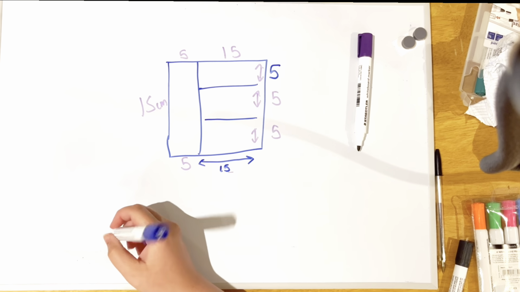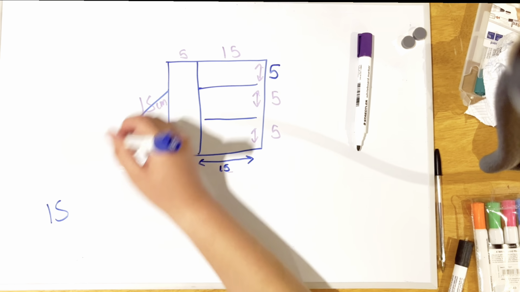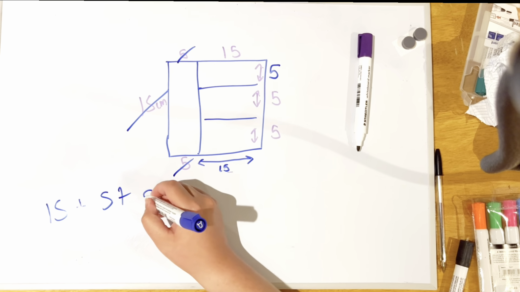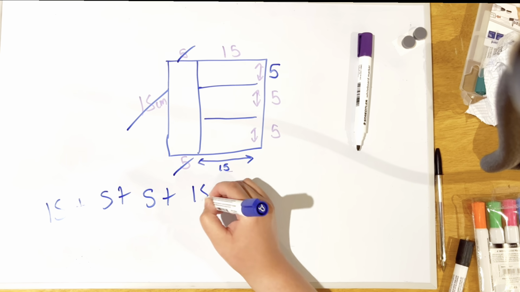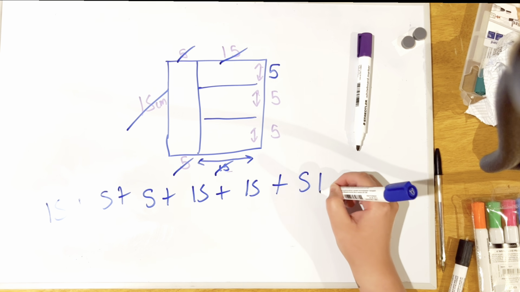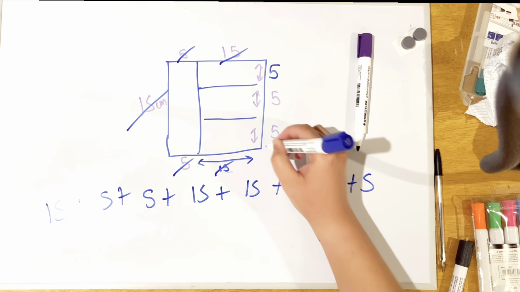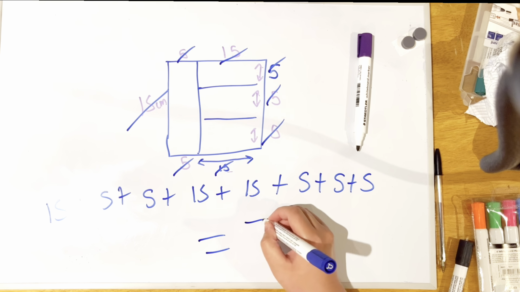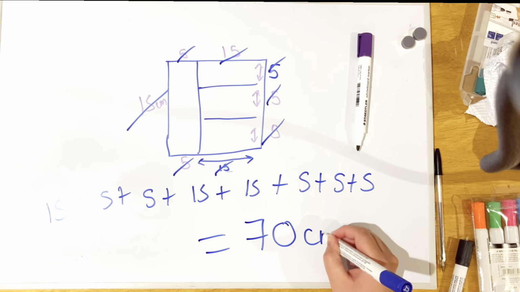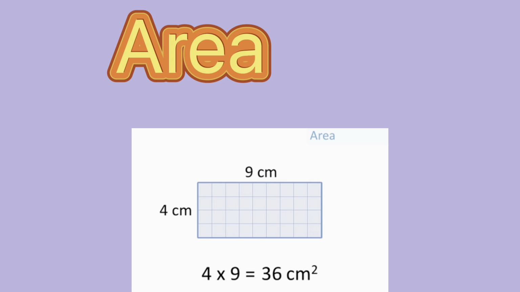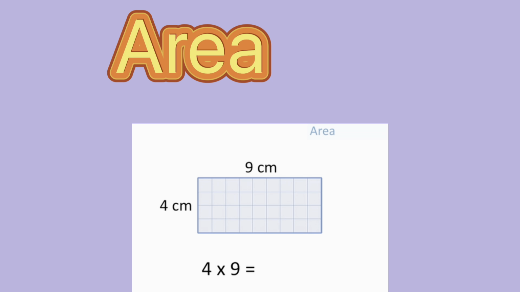So again, cross them off as you're going. 15 plus 5 plus 5 plus 15 plus 15 plus 5 plus 5 plus 5. And in total, that comes to 70 centimetres. Remember your units.